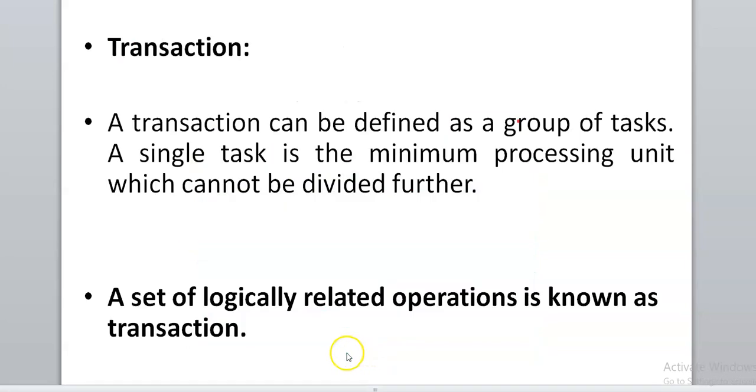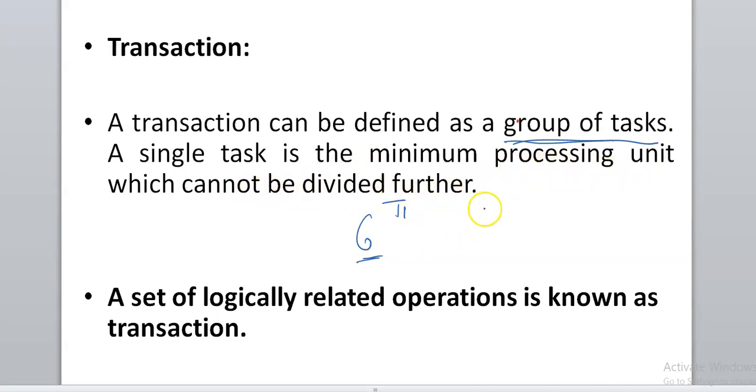Now let us see what is the definition of transaction. As you have known what a transaction is now, this definition will make it easier to understand. A transaction can be defined as a group of tasks. Obviously, a transaction T1 had 6 tasks or 6 operations to be performed. So a transaction is nothing but a group of tasks. A single task is the minimum processing unit which cannot be further divided.